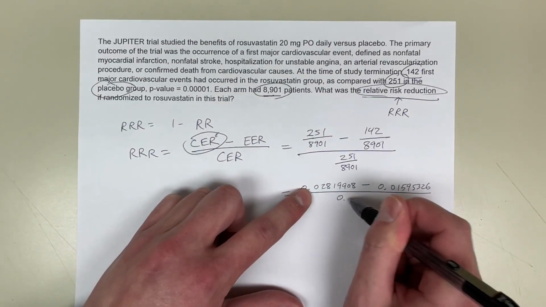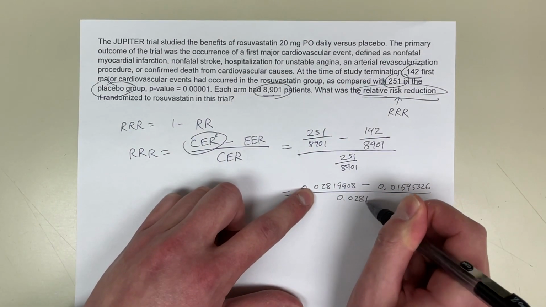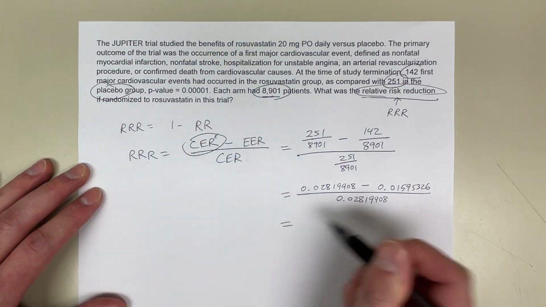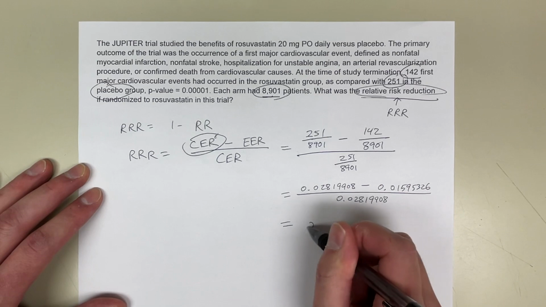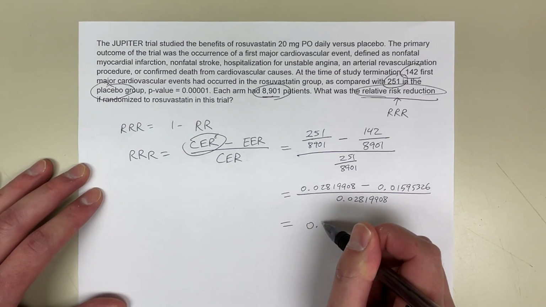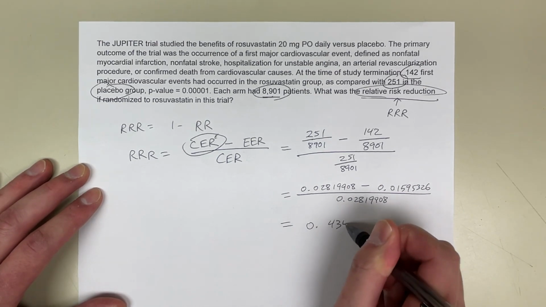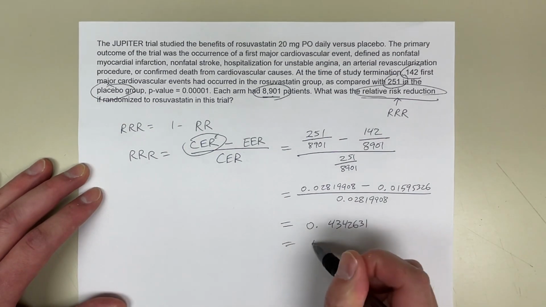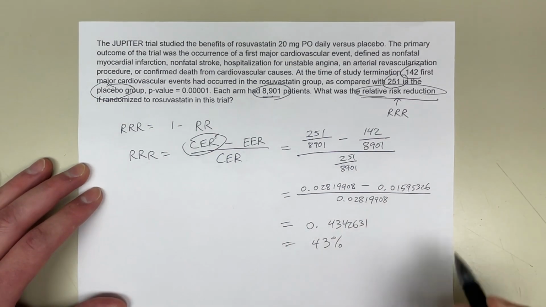So I'm just going to copy this number here, 0.028199908. And then when I solve for this in my basic calculator, I should get 0.43422631, which is the same thing as 43%. So 43 is the answer.